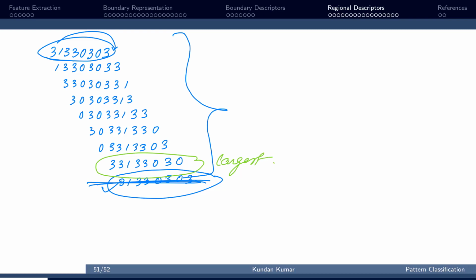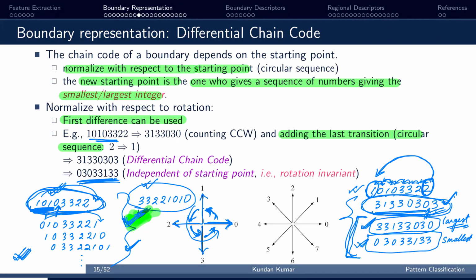And this is our smallest. Whatever you want to consider, whether it is smallest or largest. In this way, we can write our rotation invariant differential chain code.